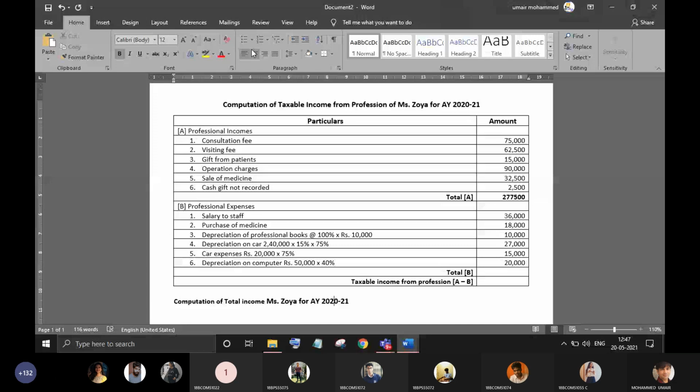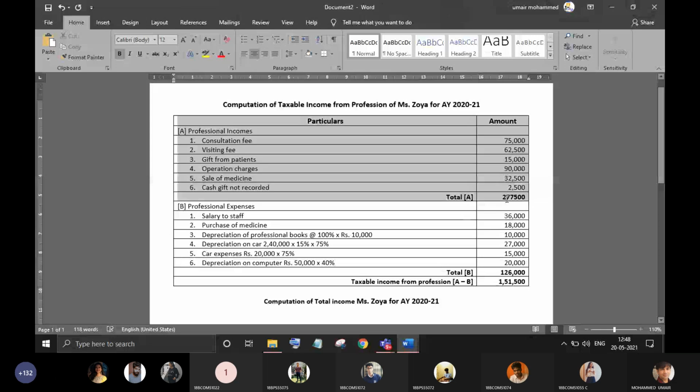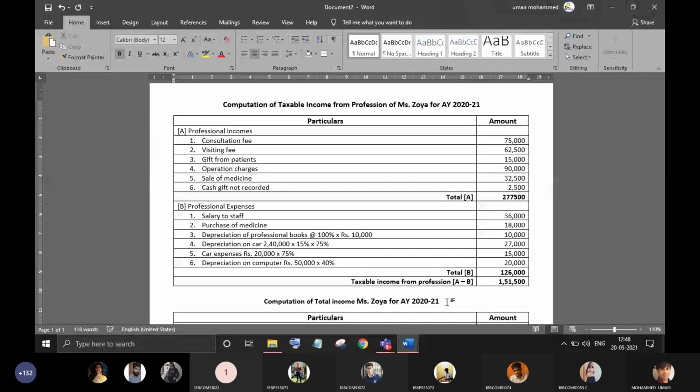Final answer: one lakh 26,000. Okay, let's go for the calculation of GTI now. So we'll use table with two amount columns.